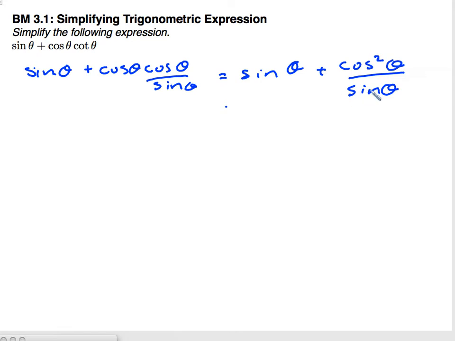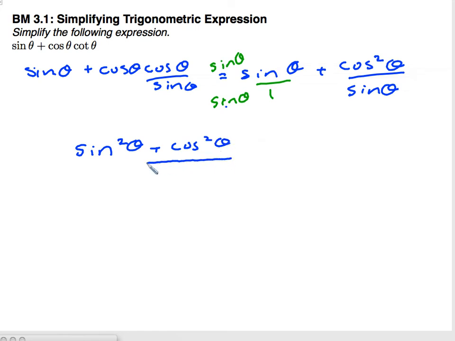Now here I have a sine in the denominator, so I'm going to make sine of theta into a fraction and get common denominators. So this one needs a sine of theta, and I have now sine squared theta plus cosine squared theta all over 1. Sine of theta. Okay, and I said 1 earlier because I was jumping ahead to the Pythagorean identity, sine squared theta plus cosine squared theta, which is 1.